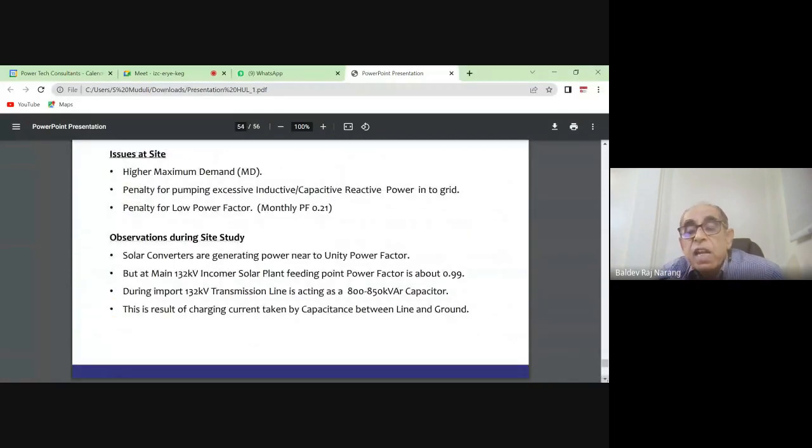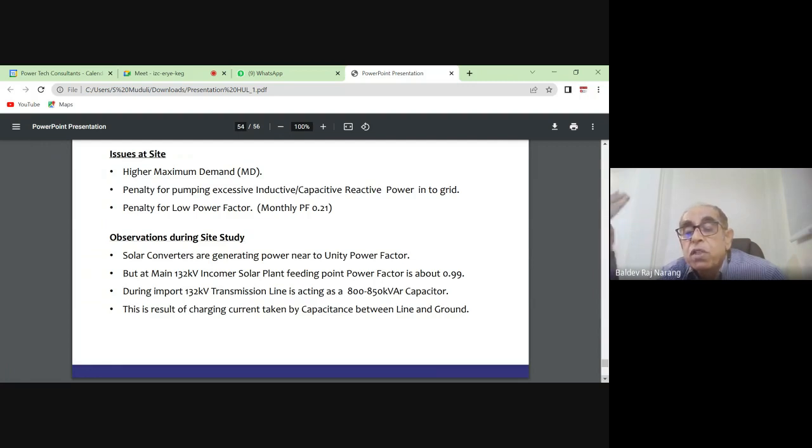So what is happening? They had a problem. Their load is about say 60-70 kilowatt, only battery charger, office and all. And their demand was only say 70-80 kVA, but they were recording about 1000 kVA demand because of the poor power factor. The line was about 10 kilometer. And during night time when there is no solar generation, the power factor is very low and leading.